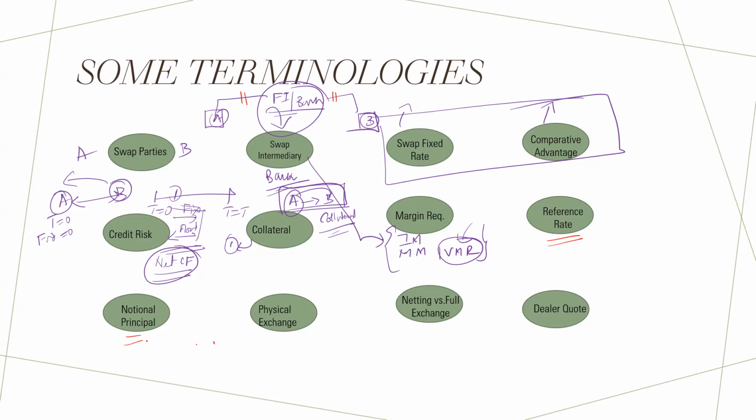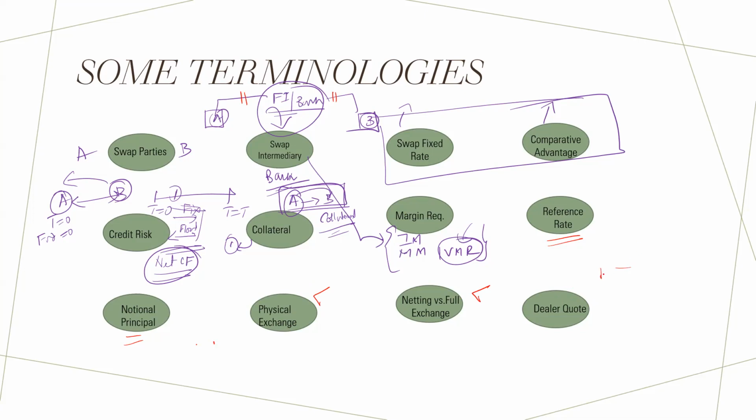Notional principal applies only to a domestic transaction, which we talked about. Physical exchange is required for an international currency transaction. Netting versus full exchange, I have already explained that. Dealer quotes. Now, dealer quotes are basically the quotes at which the bank actually pays.